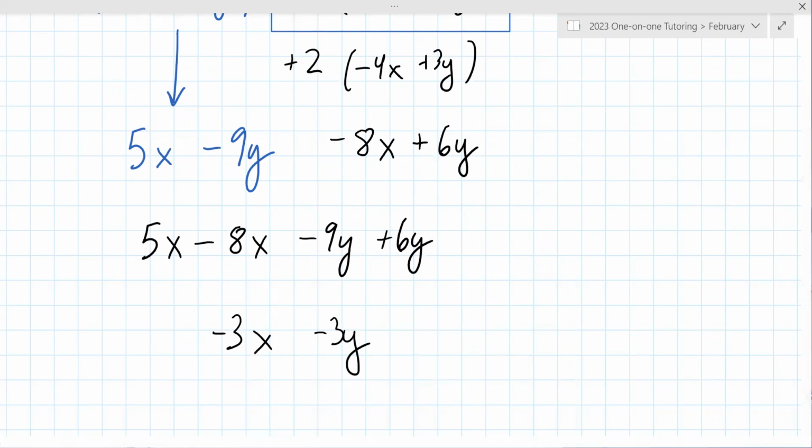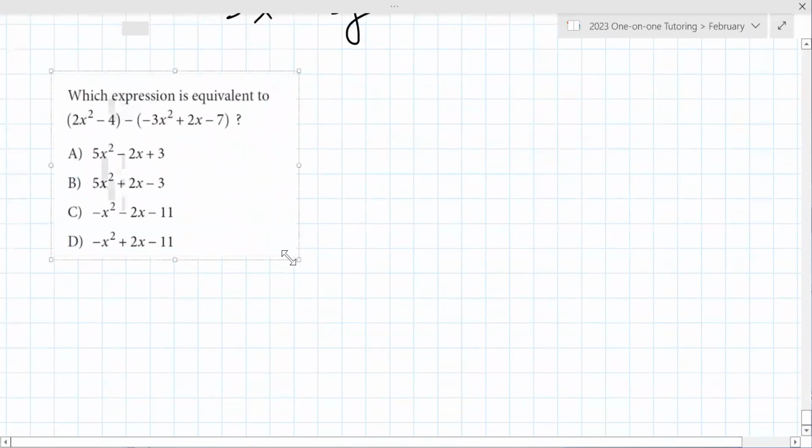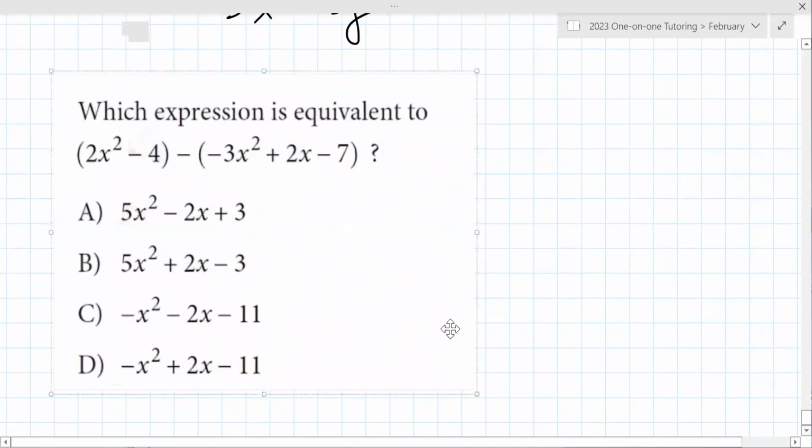Okay, we know enough now for you to try some wonderful, lovely standardized test questions here. So I've got one I'll snip in. Actually, we don't want to do that one first. Let's go back up and do this other one first. All right, here we go. It says, which expression is equivalent to 2x squared minus 4 minus 3x squared plus 2x minus 7?